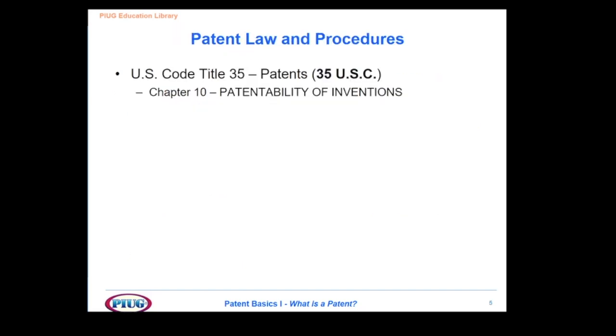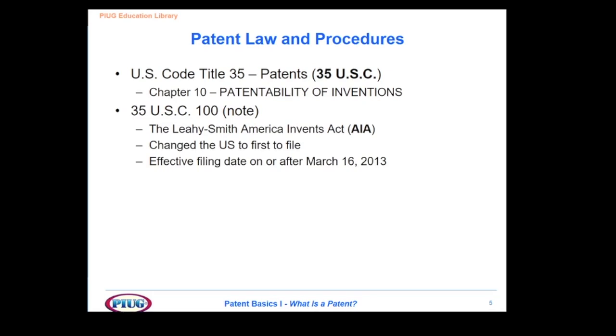The basic laws for patents appear in the U.S. Code of Law, specifically U.S. Code Title 35, or as it's frequently referred to, 35 U.S.C. And Chapter 10 specifically details patentability of inventions. One of the most recent changes to the law, the America Invents Act, or AIA, is described in the note to Section 100 of Chapter 10.